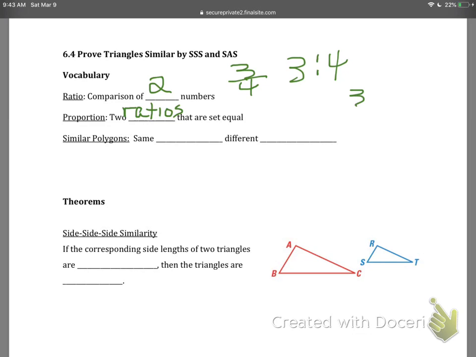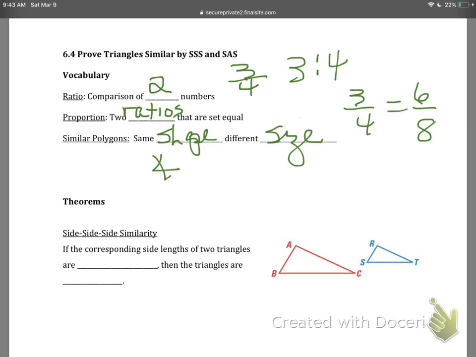Okay, so if you say 3 to 4 equals 6 to 8, that's a proportion. We're also calling those scale factors. When you set them up like that, you can get the scale factor, which is 3/4. Okay, similar polygons, as you already know, have the same shape but different sizes. So if it has the same shape, it means the angles are equal. And if it has different sizes, it means the sides are in proportion.